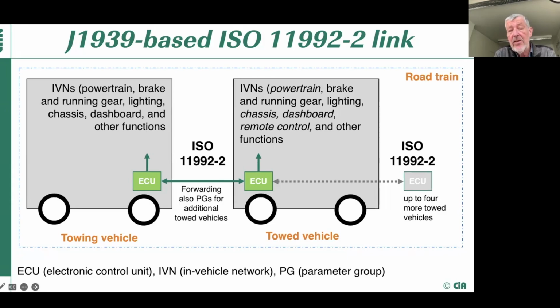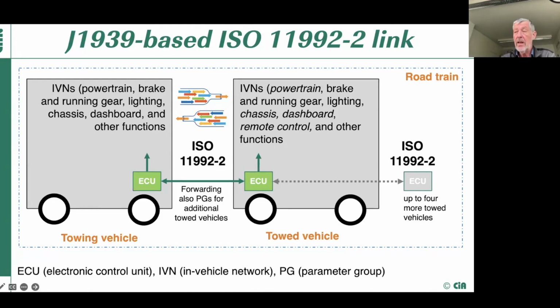However, the first segment has a lot of messages to transmit, because it has to forward all the PGs for the additional towed vehicles. So this is, so to say, a bottleneck. You can't send all the messages if you have up to 4 or 5 trailers connected to the vehicle. And of course, you also have a response requested, and then you need to respond. So this first segment is highly loaded in the end. And with J1939, we have no chance to manage that because we can't configure things.